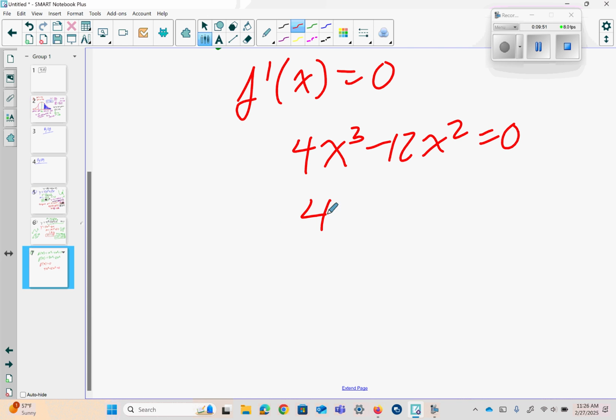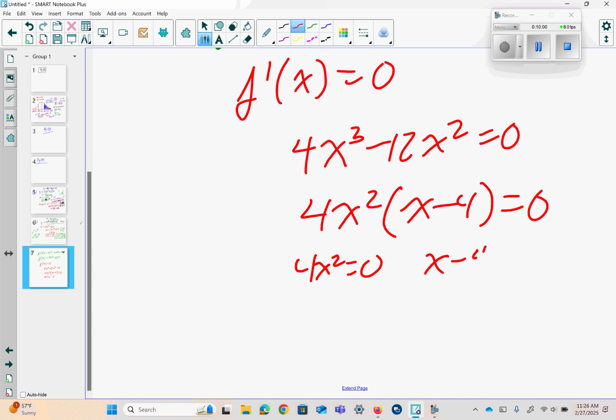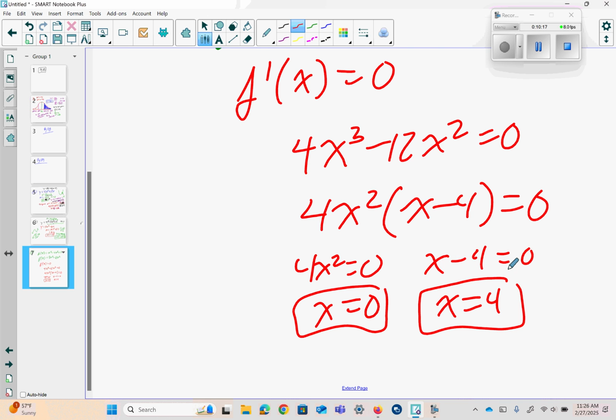So it looks like I can factor a 4x squared out of there. That's going to leave me x minus 4 equals 0. So if 4x squared equals 0 and x minus 4 equals 0, solve both. So x equals 0 is where the horizontal tangents take place, and at x equals 4. So if we utilize those, I'll show you what's going to happen.